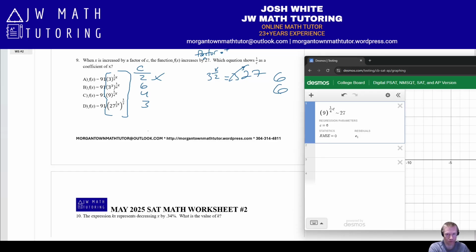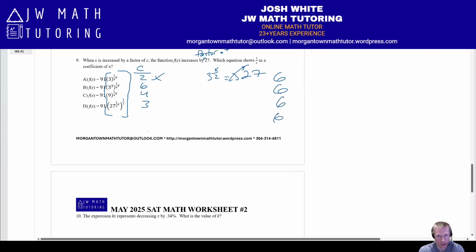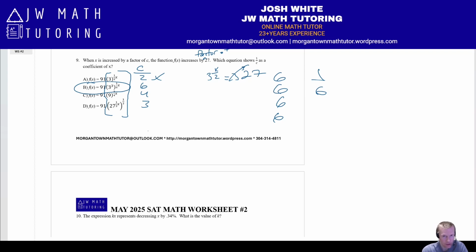For C, when I type it in, again, c is 6, and it's going to be true for D. So once you confirm that, you just go through and see which one has a factor of 1 over c, or 1 over 6, as the coefficient on the x. Well, it's obviously letter B. So this is just an alternate way to think about it.